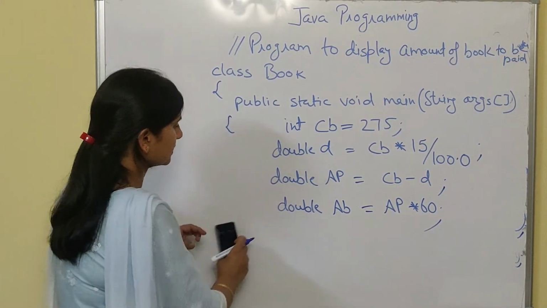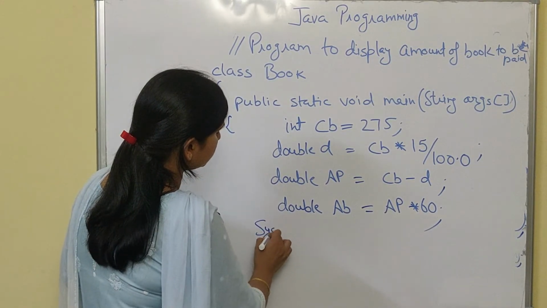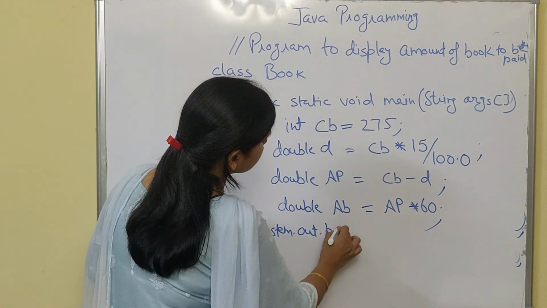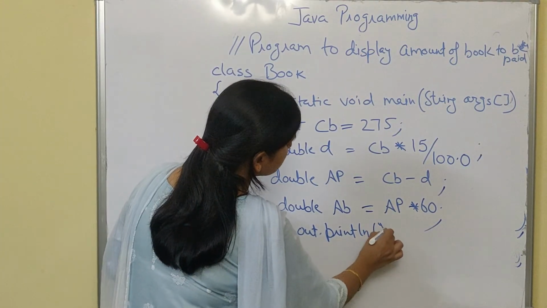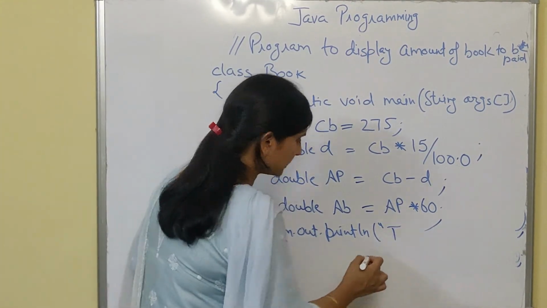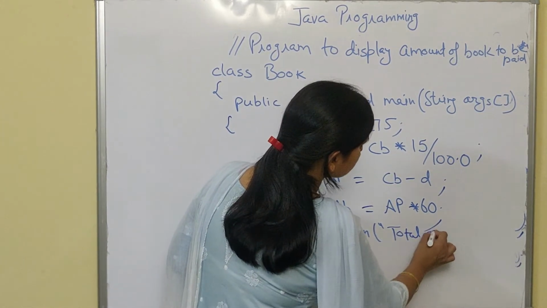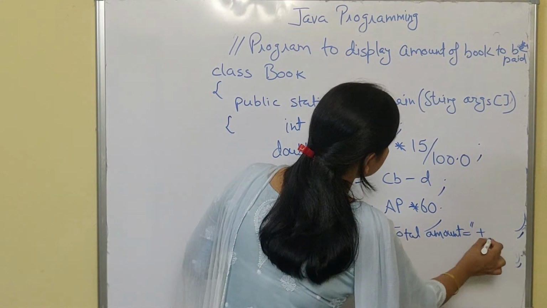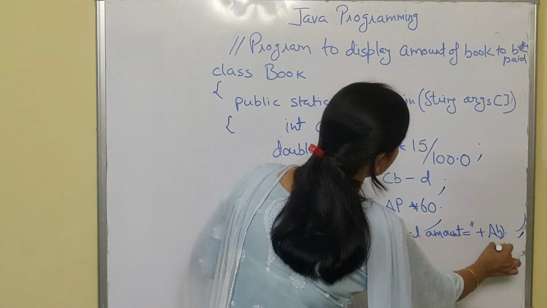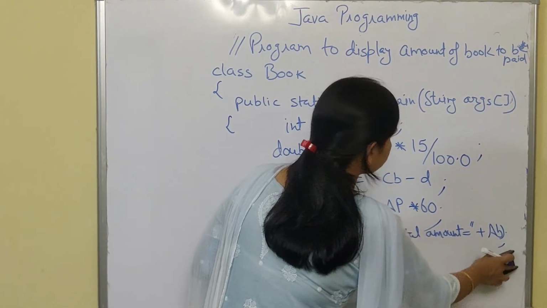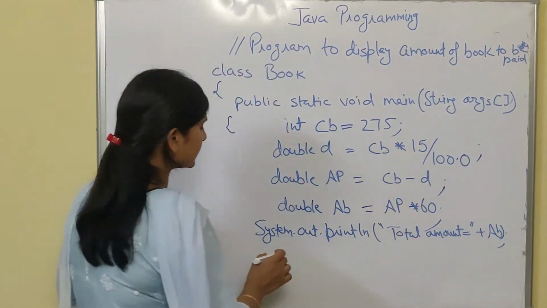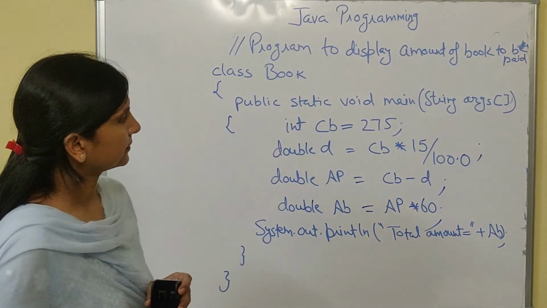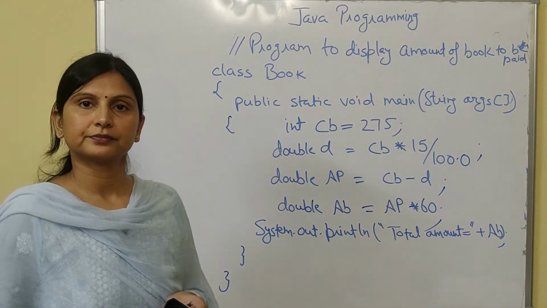And to display, how will you display? System dot out dot println, total amount. I am writing the message total amount equals, plus AB, not AP, AB this time. Fine. And after that semicolon, then main function close, then class close. I hope it is clear. Fine.